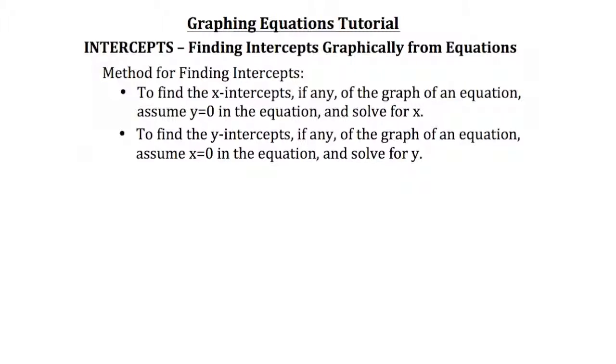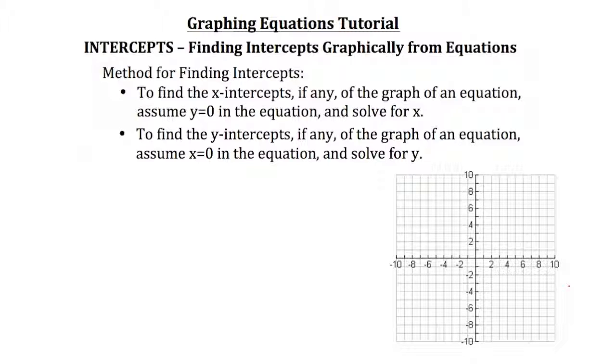The first important concept covered in this tutorial is finding intercepts from equations. There's a two-step procedure for finding intercepts. First, to find the x-intercepts, if any, of the graph of an equation, we need to assume y equals 0 and solve for x. Next, in order to find the y-intercepts, if any, we will assume x equals 0 in the equation, and then we will solve it for y.